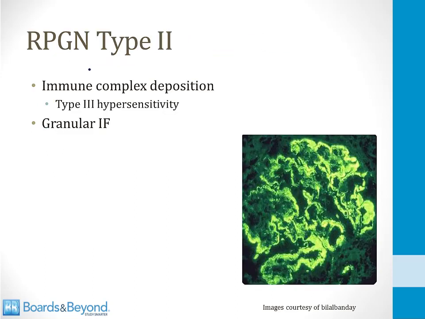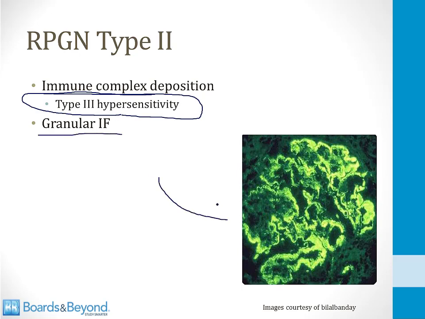This form of RPGN is caused by immune complex deposition. For that reason, this is a type 3 hypersensitivity reaction, not a type 2 like we talked about in RPGN type 1. Also, because immune complexes are involved, it gives a granular pattern of immunofluorescence as shown on the screen here. Hopefully you can appreciate that this looks very different from the linear pattern we saw 2 slides ago. This granular pattern is the result of immune complex deposition in the kidneys, which can lead to type 2 RPGN.